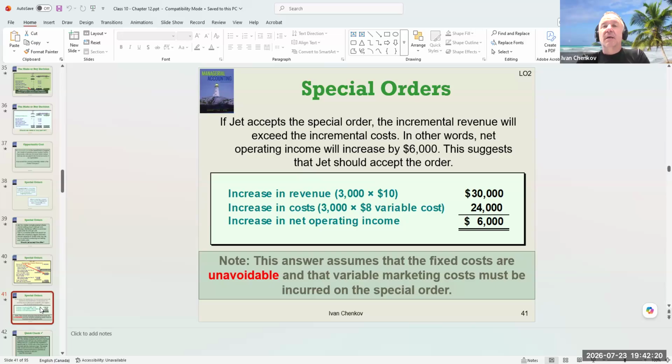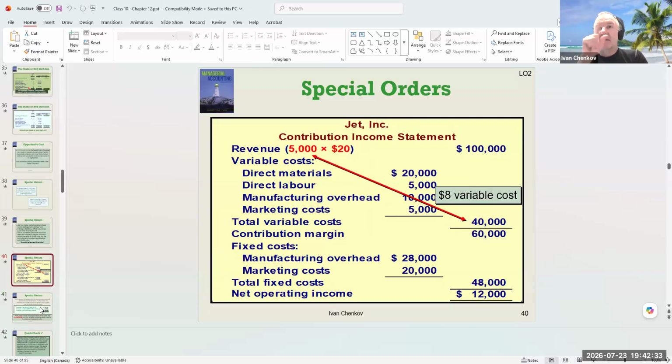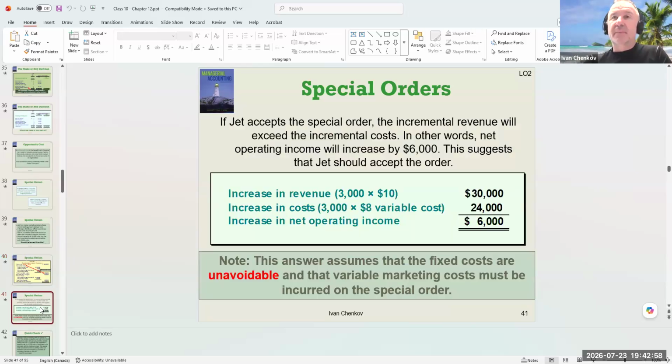Now, again, in this answer, we're assuming that the fixed costs are unavoidable and variable marketing costs must still happen in the special order. So as you can see, we have here the marketing cost. In this case, we're assuming that those costs are going to stay with us. Most of the time, when we have a special order, since the sales are guaranteed, we don't have to incur those marketing costs. So the marketing costs might be avoided, but that's from a different scenario, not this scenario.